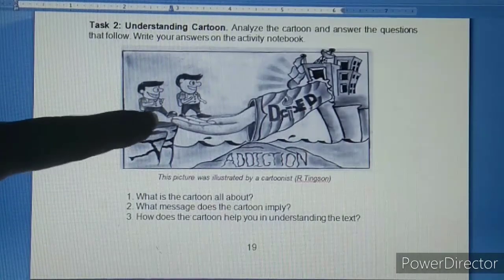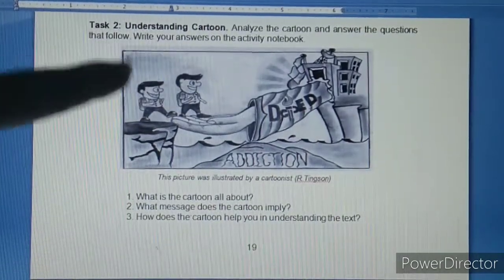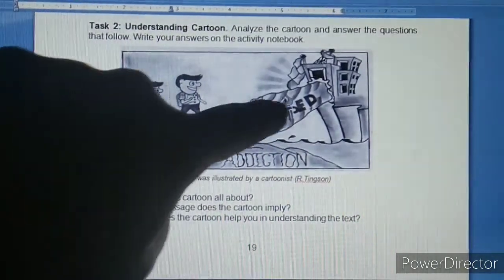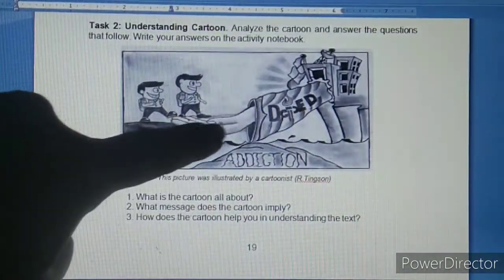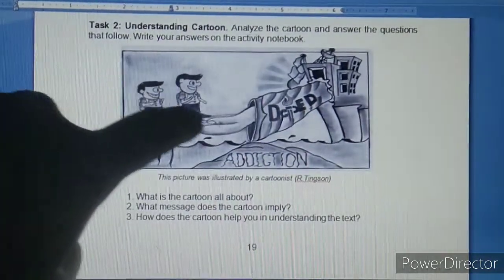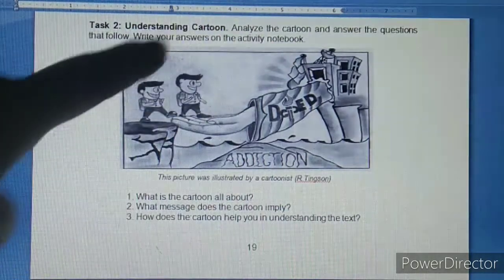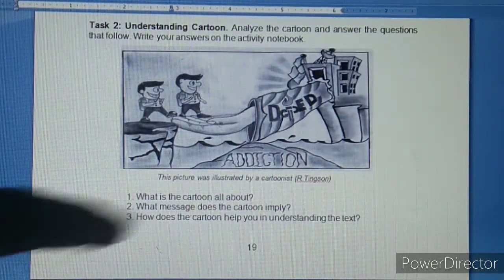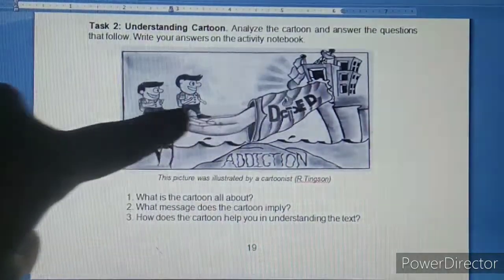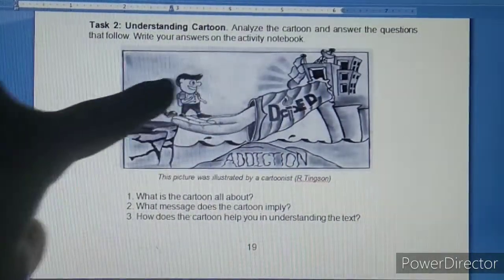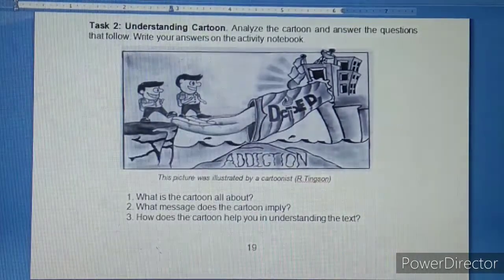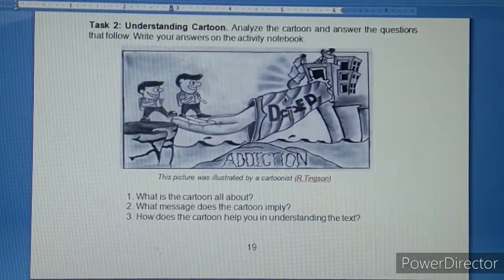So we have here the students, and then the DepEd hand. So meaning to say that the DepEd is guiding the students to cross going to school. We also have here addiction. So the DepEd also helps the students keep away from addiction. So that's it. Let's move on to question number 1.